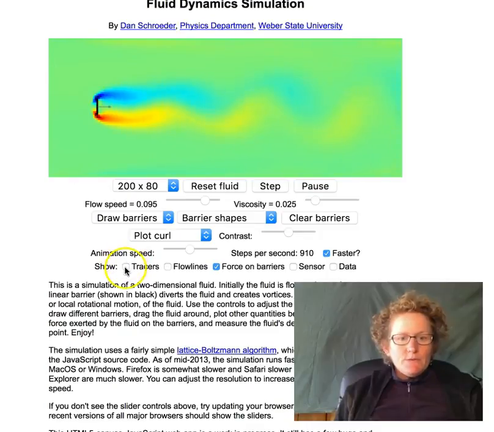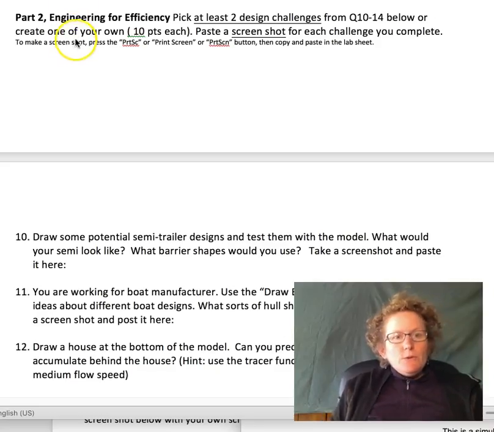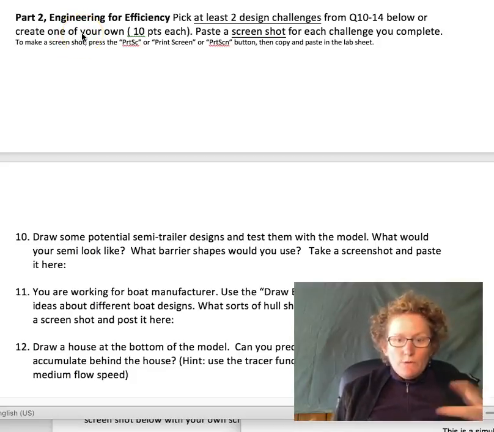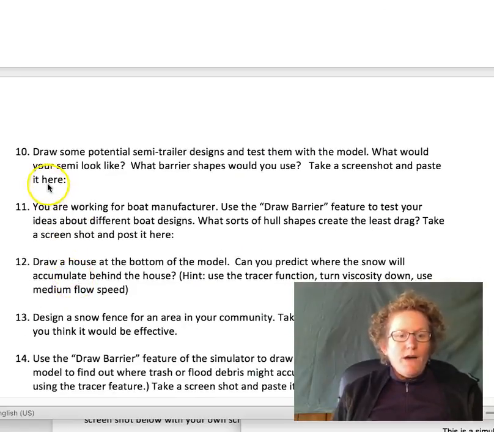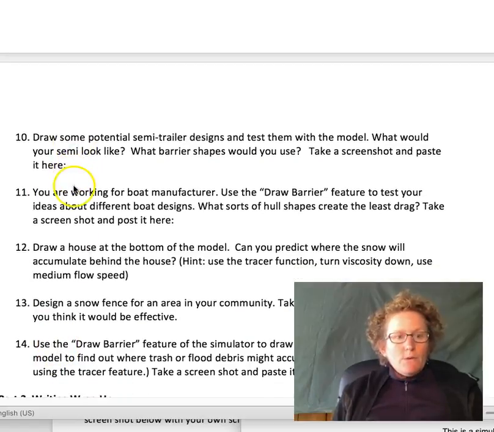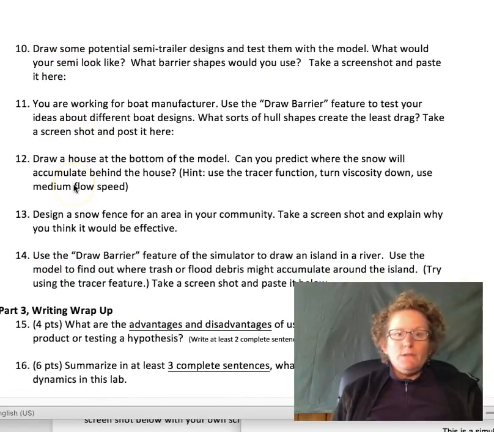So this is how tracers work, and you can think about that a little bit more. Part 2 of the lab asks you to do some engineering tasks. Use what you've learned using the model to pick at least 2 design challenges from these 5 potential design challenges below. So you only have to do 2 of these.